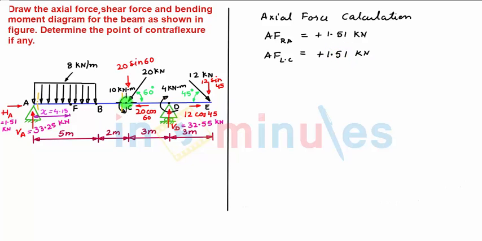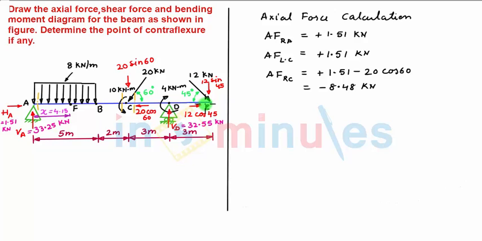Next we move beyond point C. So now by taking a section towards right of C and very near to it, the axial force towards right of C is, if I consider the left hand side of section, we see that there is only addition of the leftward force whose magnitude is 20 cos 60. So we have plus 1.51 kilonewton minus 20 cos 60. Its value comes out to be minus 8.48 kilonewton.